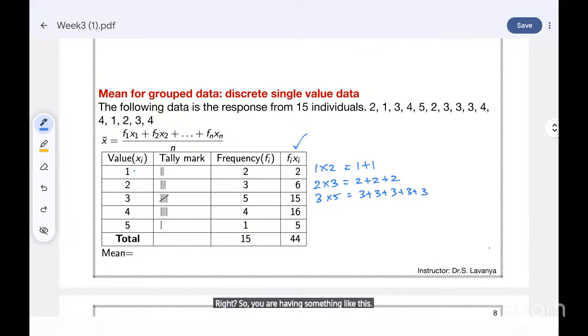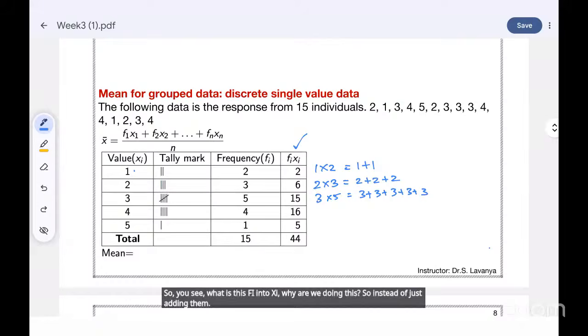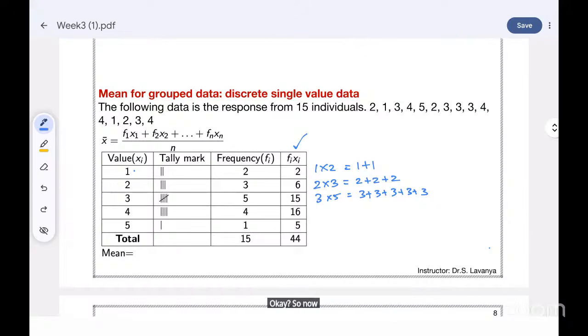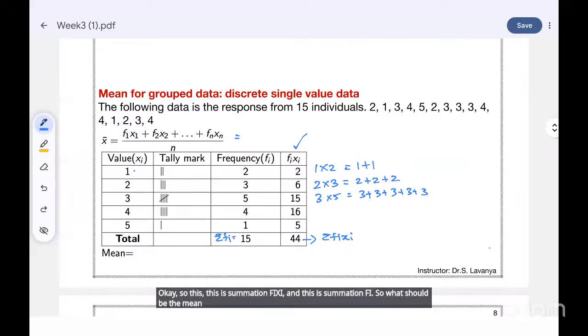So what is this fi into xi? Why are we doing this? Instead of just adding them, if you multiply this, you will get the answer quickly. That's it. Okay. So now you see that this is summation fi xi and this is summation fi. So what should be the mean value? Mean value is simply summation fi xi divided by summation fi.